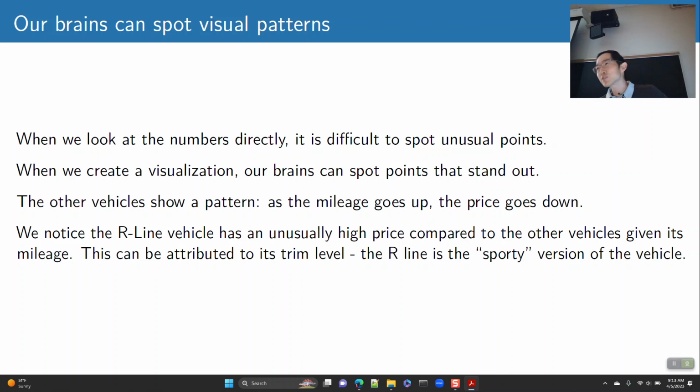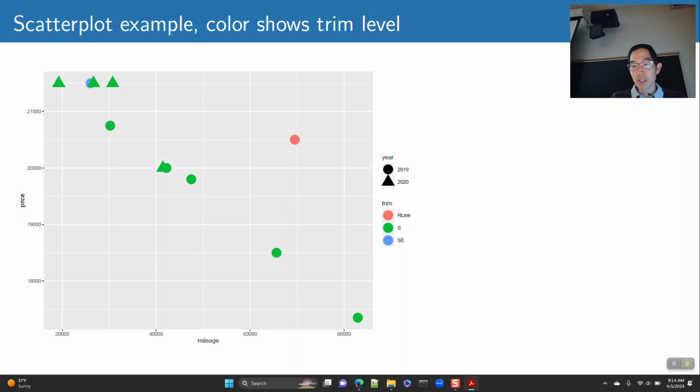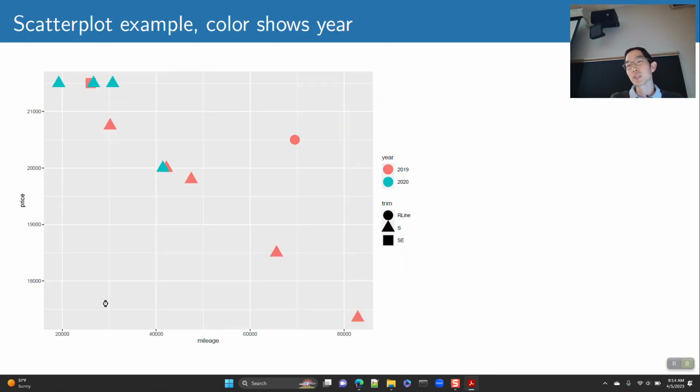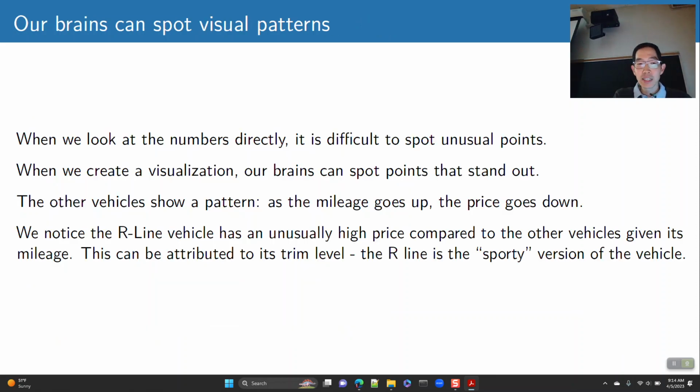And so data visualization is really important in that it helps us find things that stand out, identify patterns and things like that, in a way that just looking at the numbers themselves directly is not able to do, okay? And so that's where we're going to start off, with data visualization.